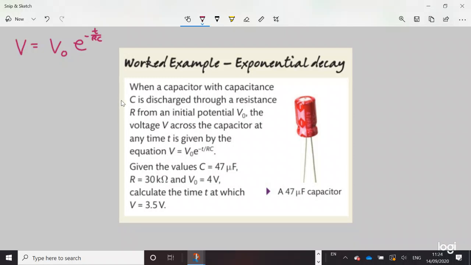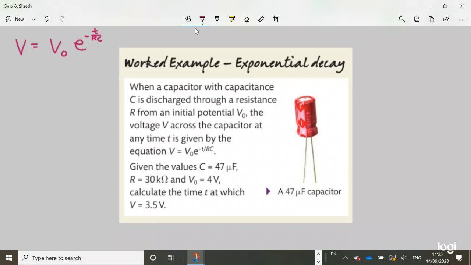Okay, what did you do as the first step to rearrange? What did you do to make t the subject? Which term are you getting rid of? You don't want the V naught, you don't want the RC. Which one do you get rid of first? E? Okay, you can, but it will complicate things because you've got ln V naught. I would divide by V naught first. Did anyone divide by V naught first?